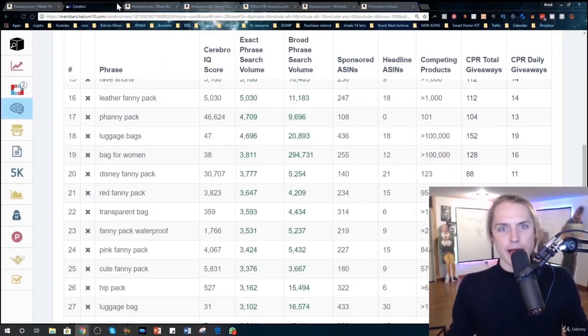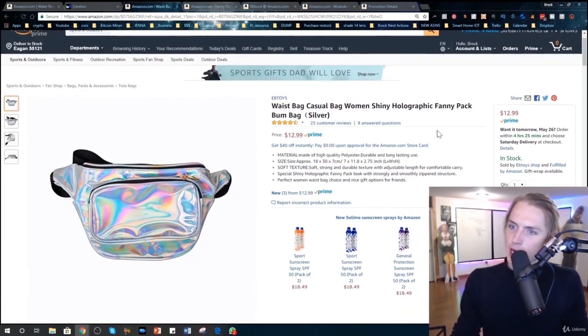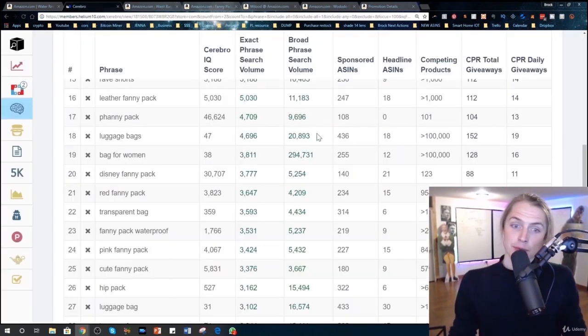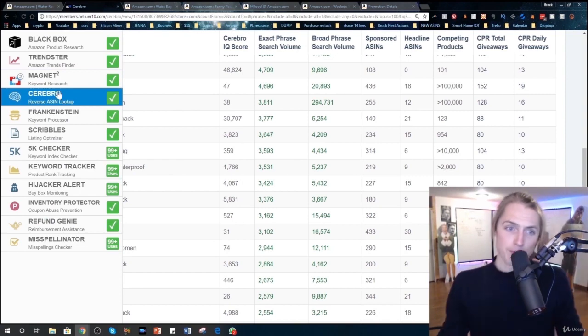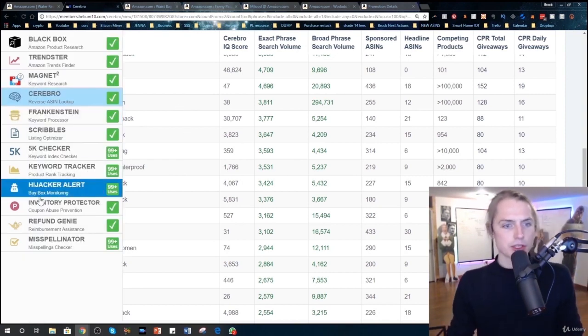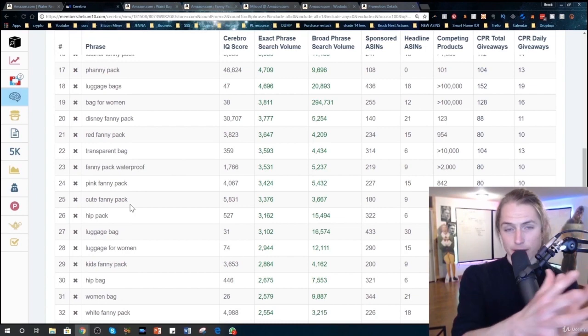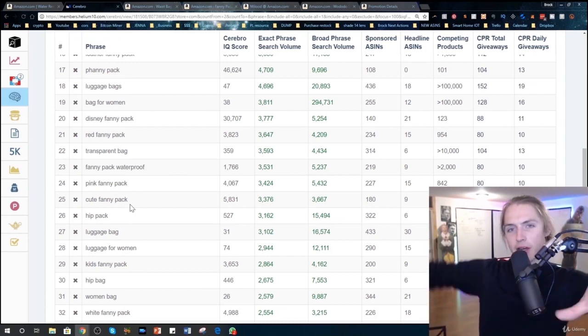So I'm just going to end it here, but this is just how I use the Cerebro tool. I'll do more videos in the future. Oh, and we'll get into that deep dive too. But this is just how I dig in, using Magnet, using Cerebro, and then just using Black Box. So we found the opportunity like that, learn about the customer.